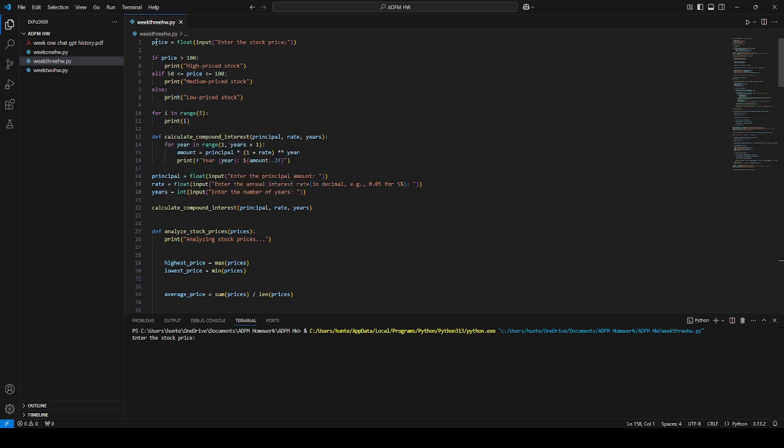So for the price, we want to get the user input. If I want a stock that's going to be a high price stock, I should input a price of more than 100. So let's do 150. And it prints out high price stock.